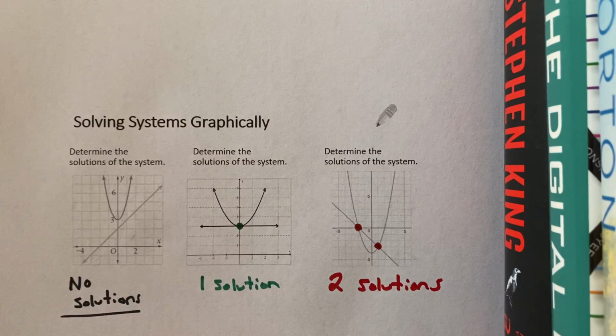So looking at a graph and trying to figure out how many solutions there are is not too crazy. It just gets a little bit more complicated when they just give us the equations and we need to figure out using algebra what those two or one or zero solutions may be. All right, so let's jump right into an example. The first example they gave you is this one right here.